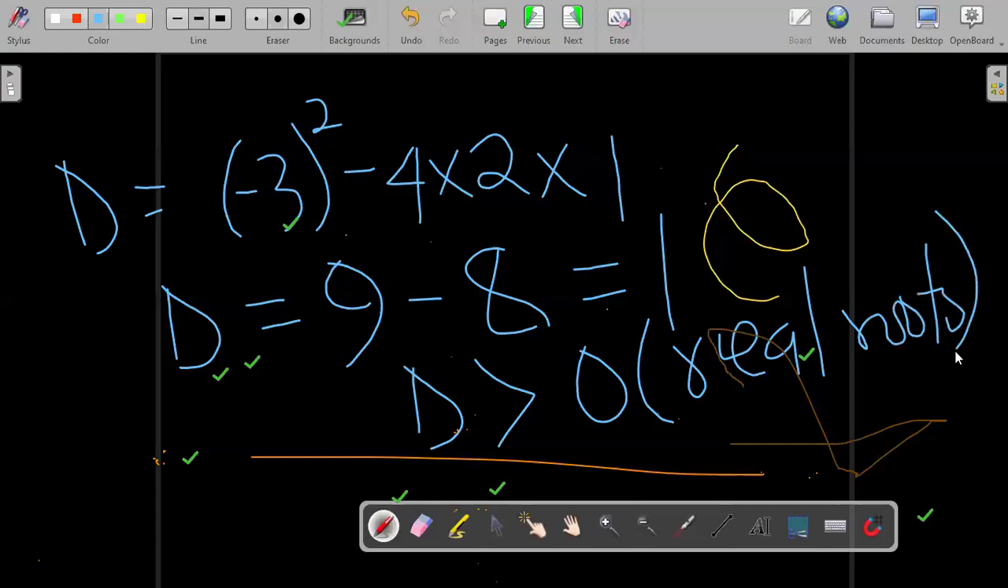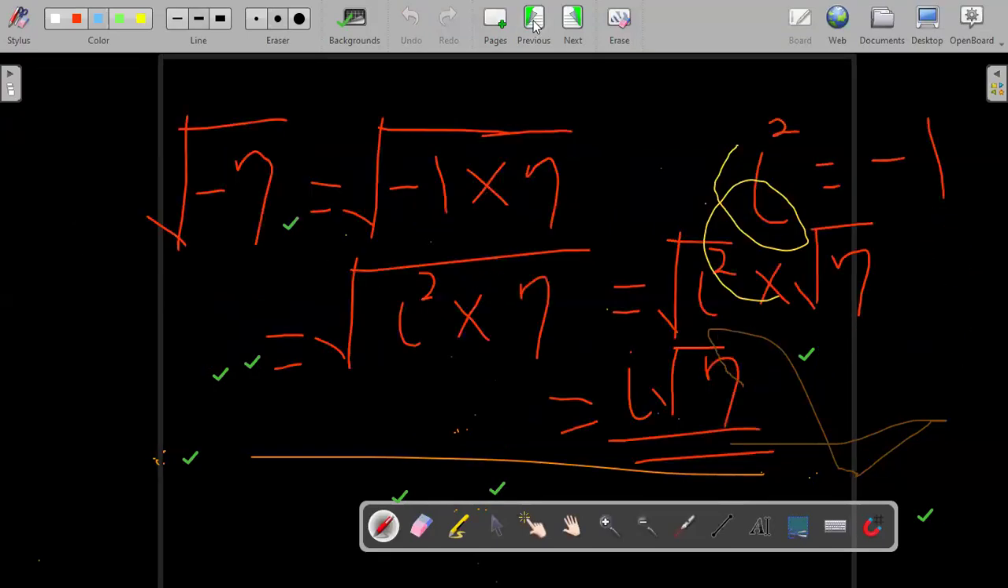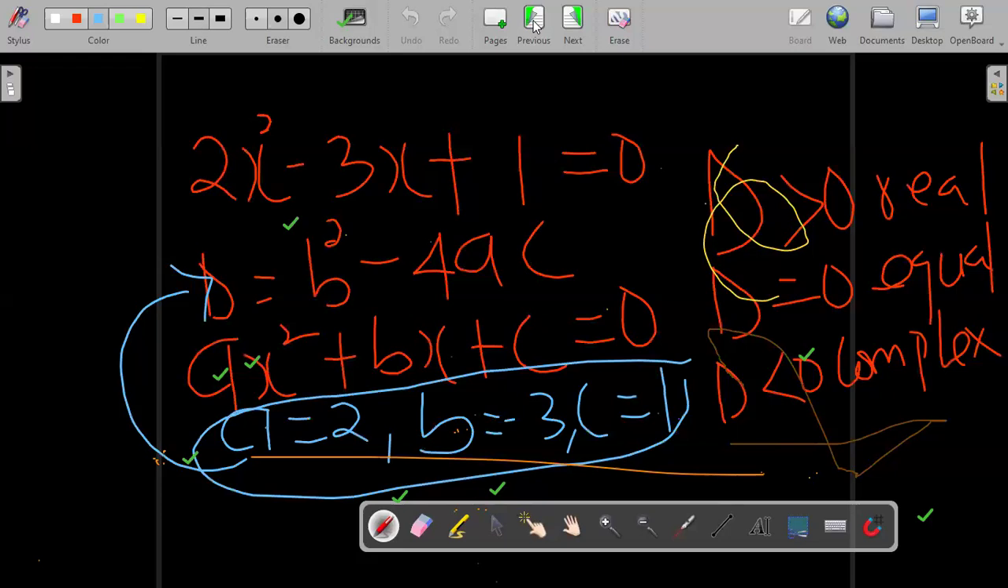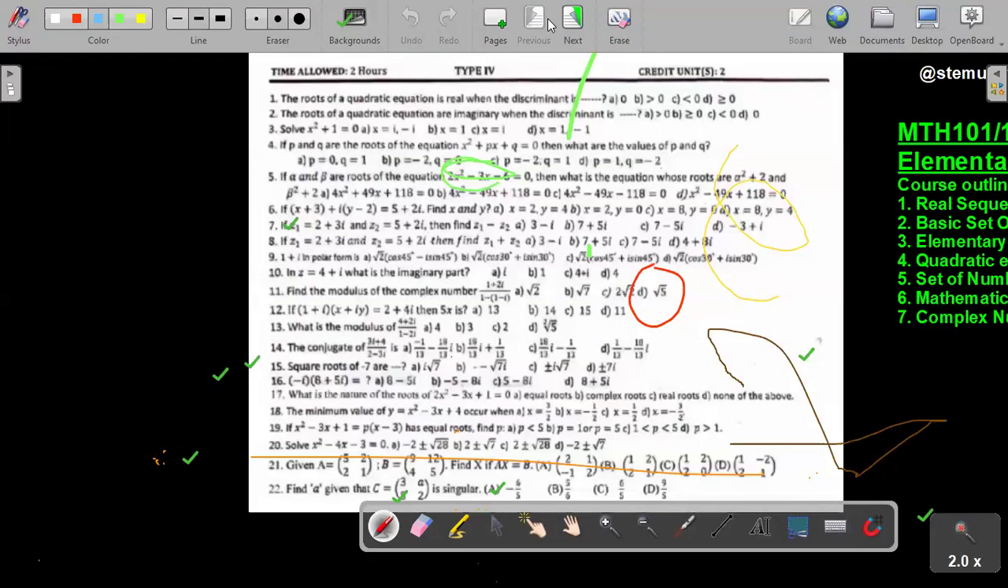It's a real root. So that was the condition we stated earlier. If this is greater than 0, it's a real root. 1 is greater than 0, so we can call it a real root. So number 17, the answer is real root, which is option C.